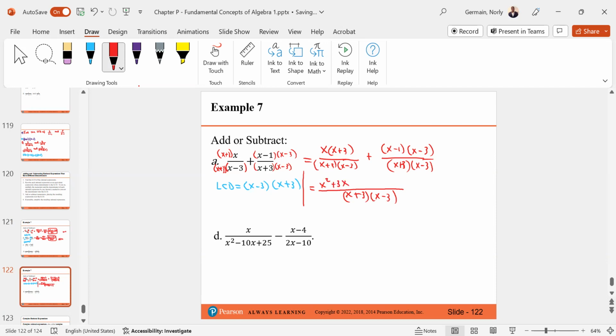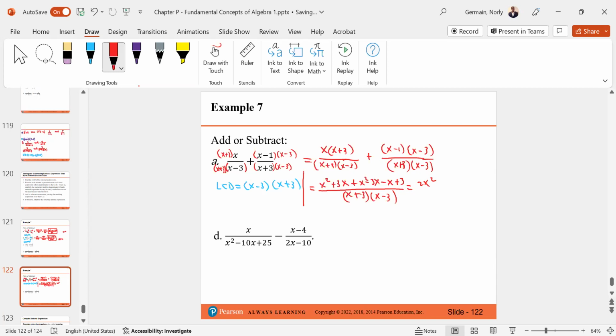Let's go with the second one. We're going to FOIL. Remember FOIL. You do x times x gives you x squared. X times negative 3, negative 3x. Negative 1 times x, negative x. Negative 1 times negative 3, positive 3. Okay. Simplify. X squared plus x squared gives you 2x squared. If you're okay with that, that's a good example.